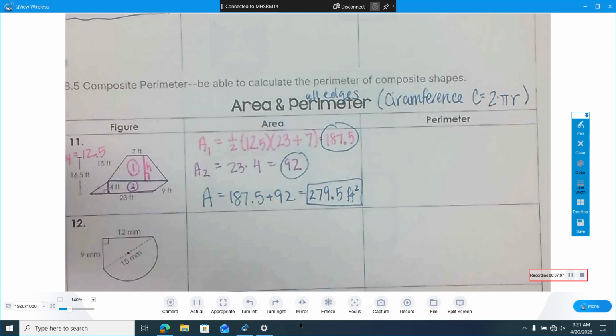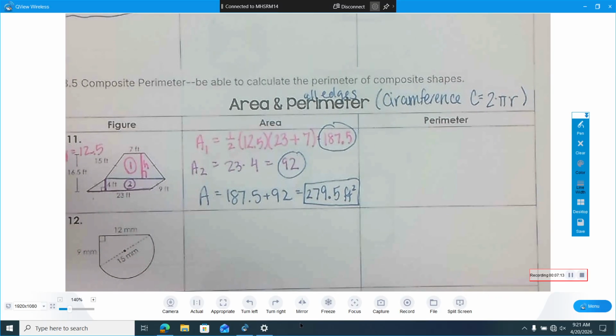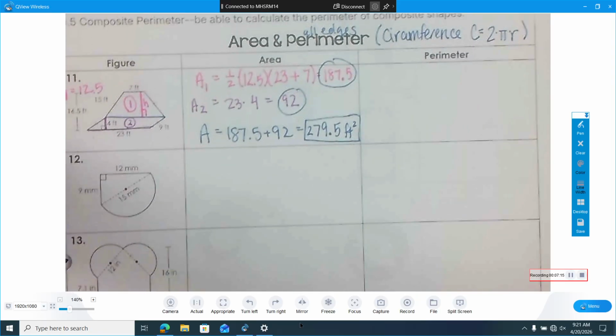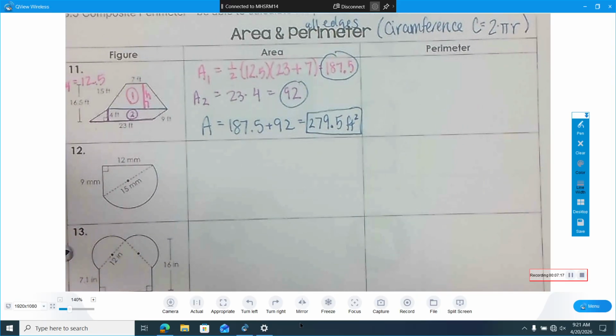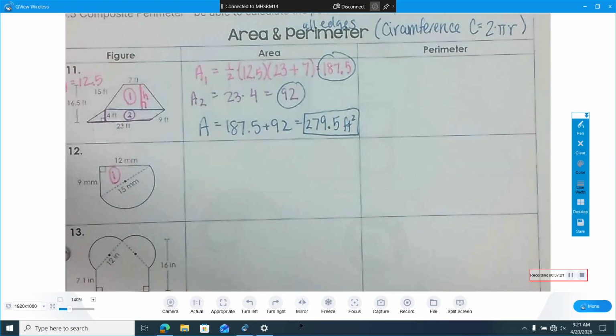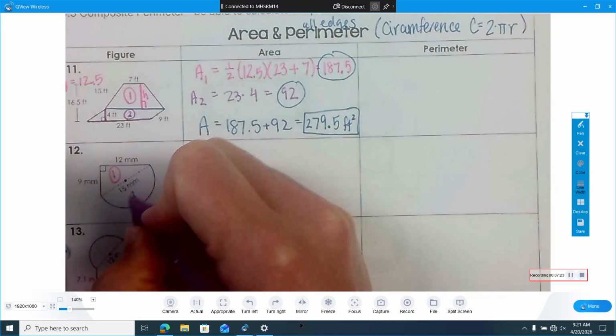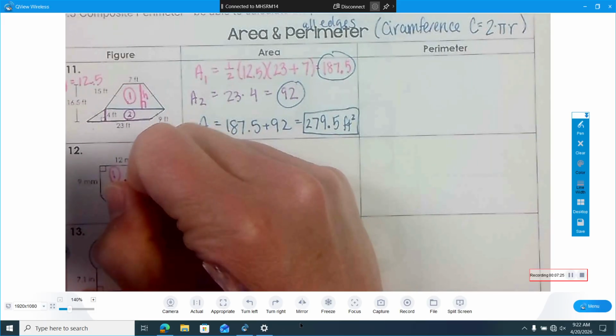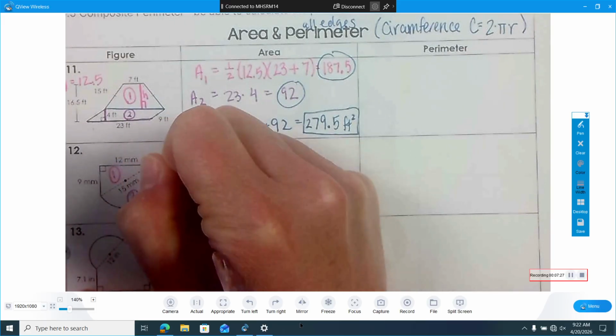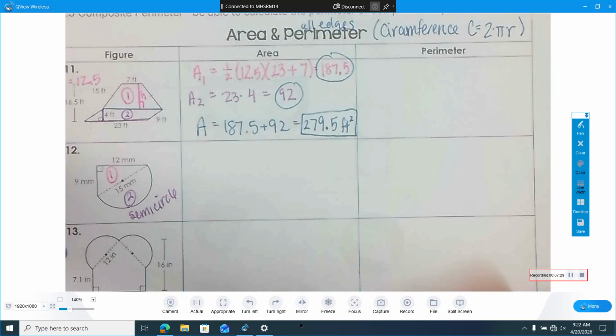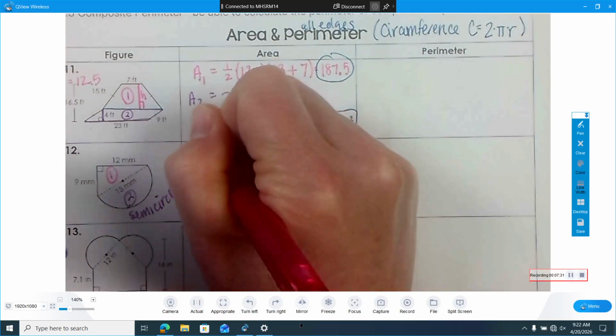Okay. I'm going to keep on the area track just because it's much easier to keep focused on one particular thing. So let's look down at number 12. What two shapes do we have in number 12? Triangle and semicircle. Very good. All right, so our first shape I'm going to do is a triangle.